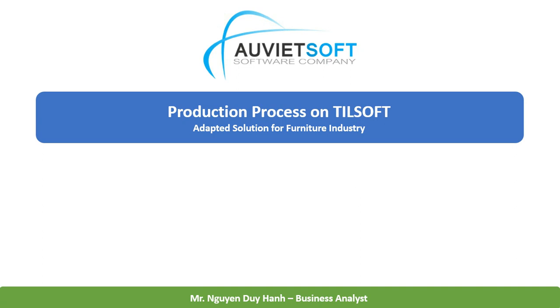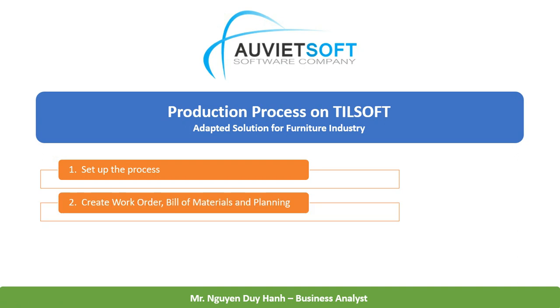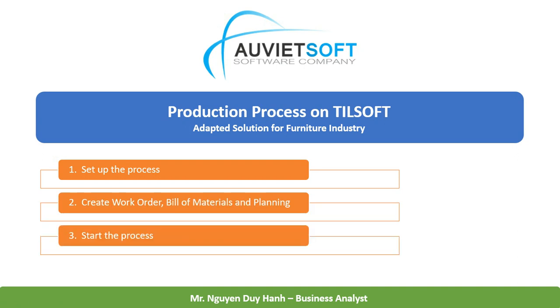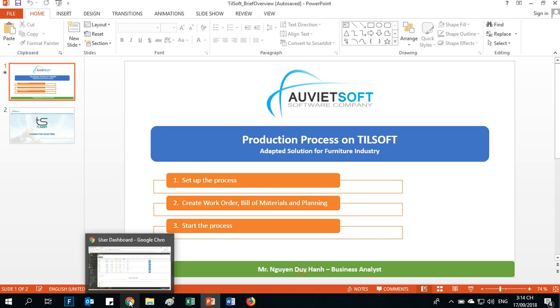Today, I would like to focus on three things. First, how to set up the process, create work order, bill of material, and planning, and how to start the process for production. Now, I will go back to the TILSOFT system and show you the detailed information of the production process on TILSOFT.